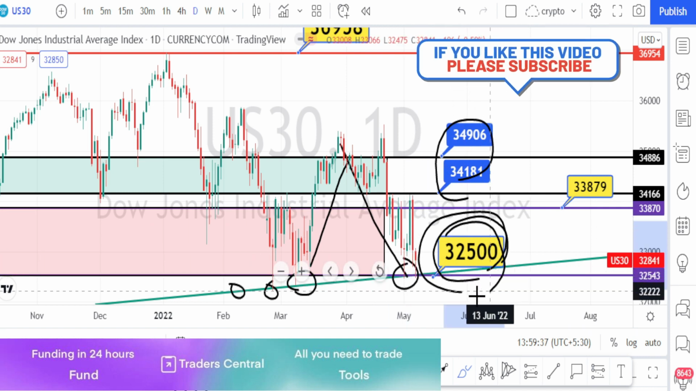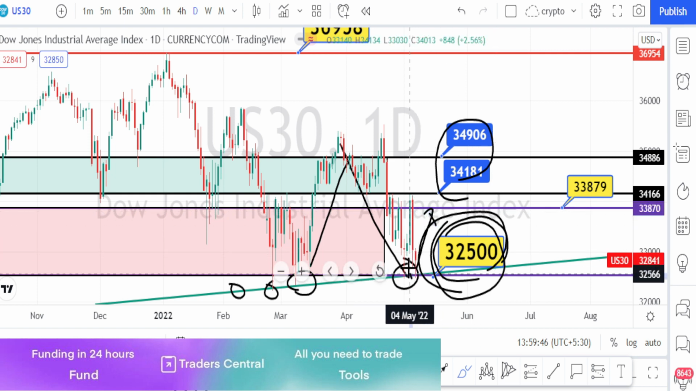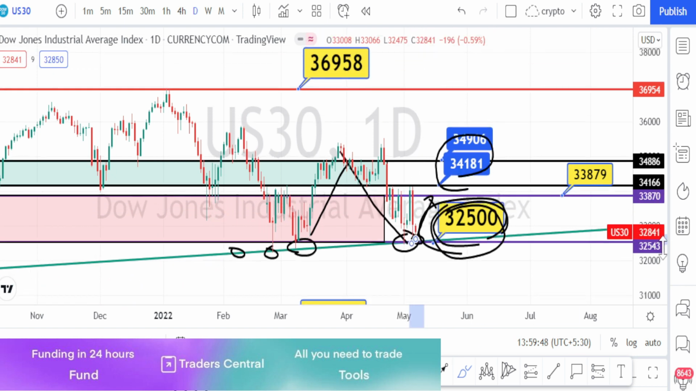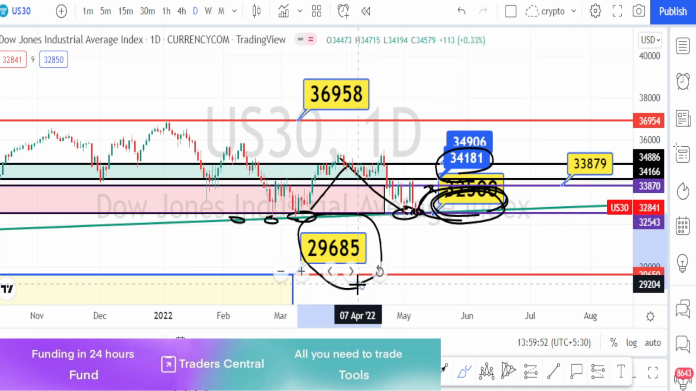As long as this support level of 32,500 is holding, we can expect the market to remain in a bullish trend. And if the price action breaks this support level, the next level of support in the daily time frame is going to be around 29,685.